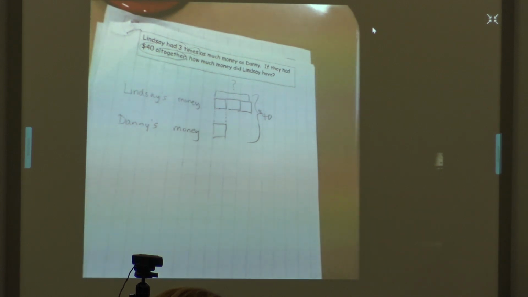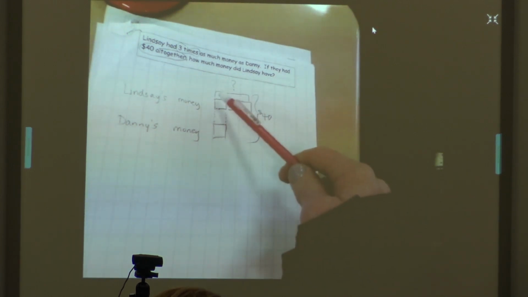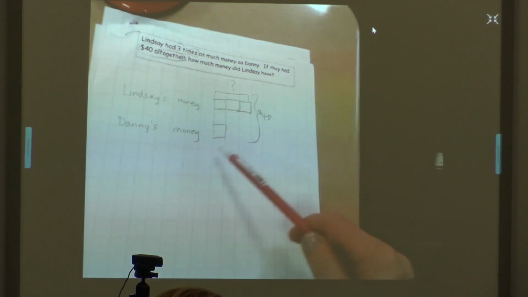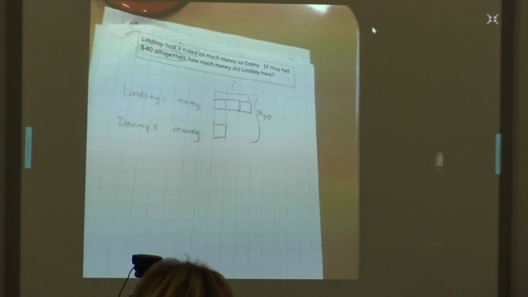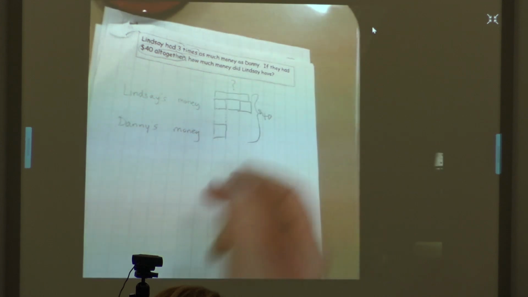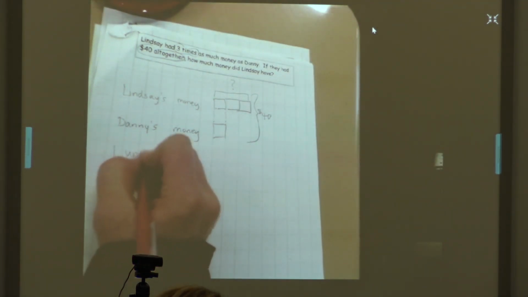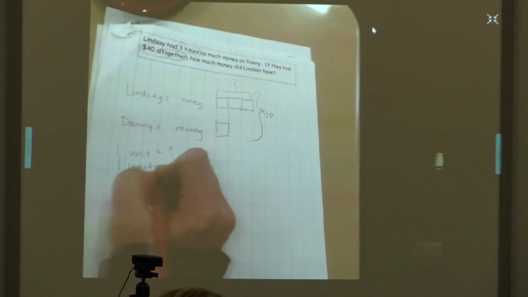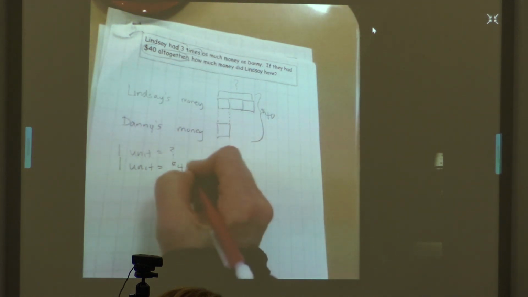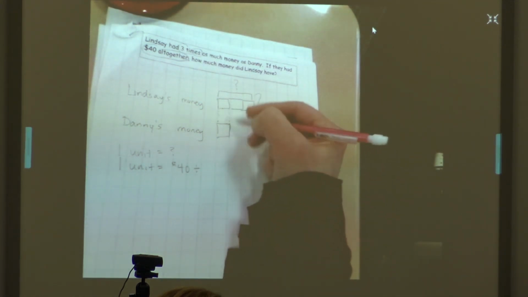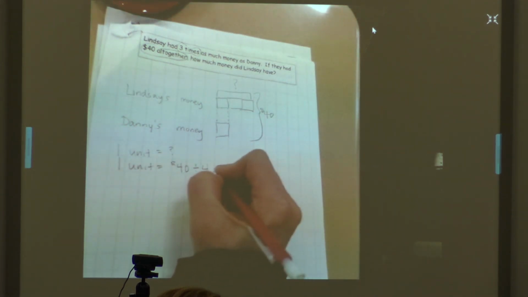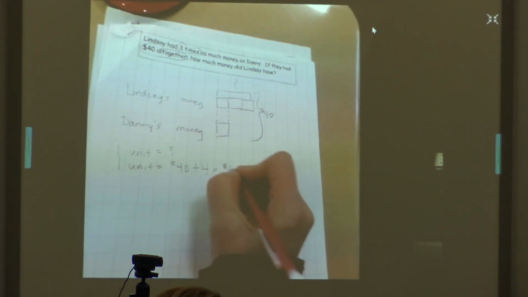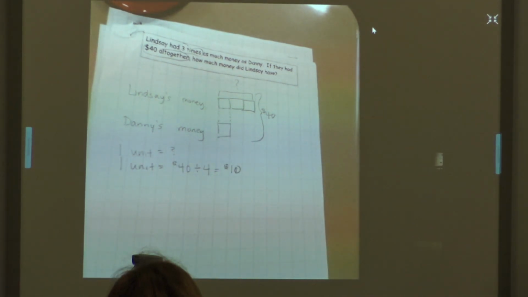Now, what students will realize is that these units are all equal to each other, and that's why it's really important that you draw them almost equal size. If all of them are worth $40, can I figure out what 1 unit is equal to? On these kinds of problems, I'm going to think 1 unit equals something. And here's how I'm going to calculate it: 1 unit, if everything is $40, divided by 4, because these are all equal to each other. That means each unit has to be $10. Does it make it clearer now what Lindsay's money is?